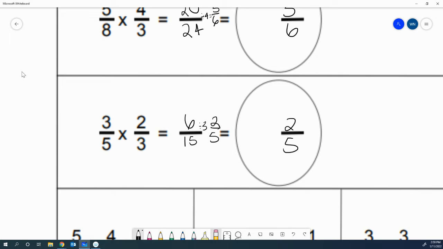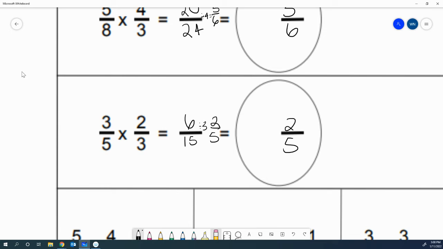And again, I want you to notice that 2/5 is less than 3/5, and 2/5 is less than 2/3. So anytime you multiply two fractions that are less than 1, your answer is going to be less than both fractions.